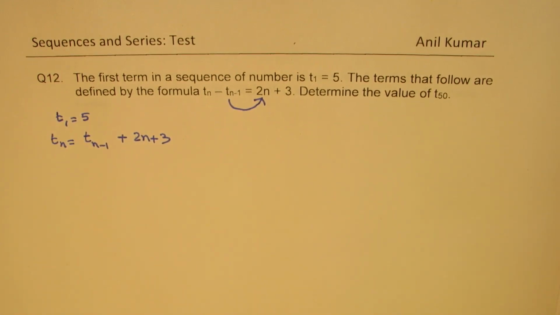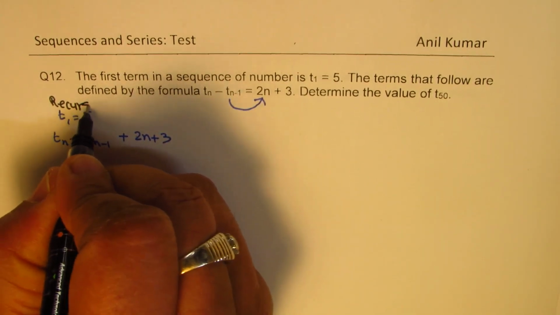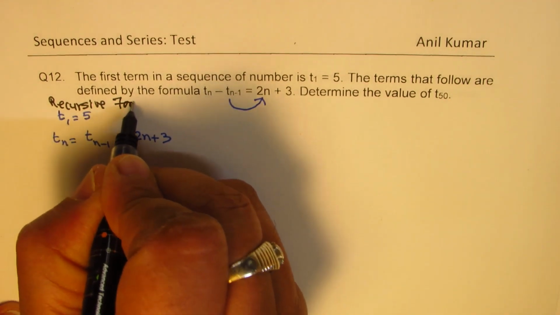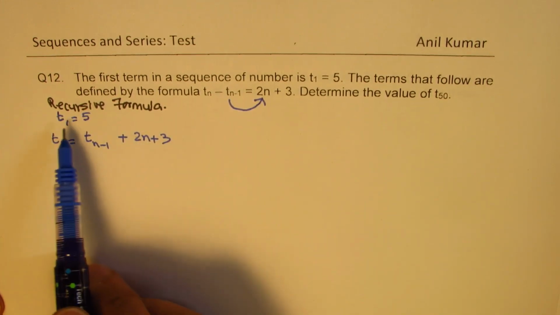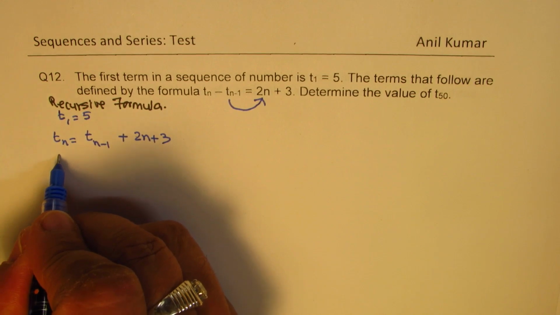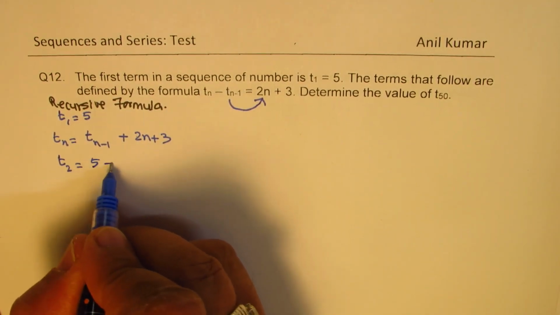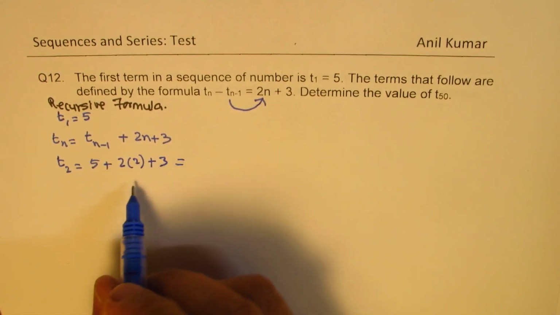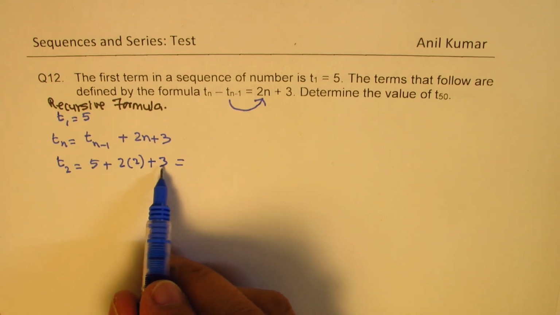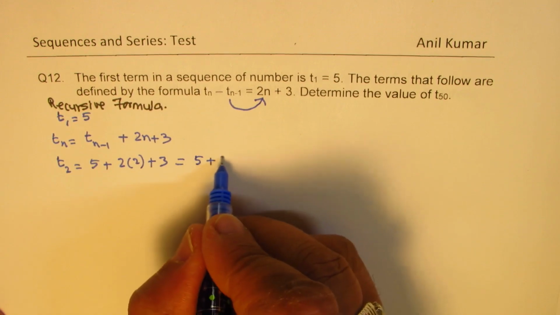So we are given a recursive formula, right? So we are working with a recursive formula. One method could be that we find the other terms. So what is t2 equals to? t1, which is 5, plus 2 times 2 plus 3. 2 times 2 is 4, 4 plus 3 is 7, right? So we get 5 plus 7, right?